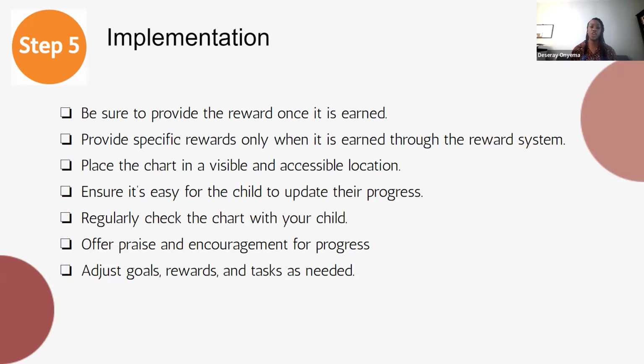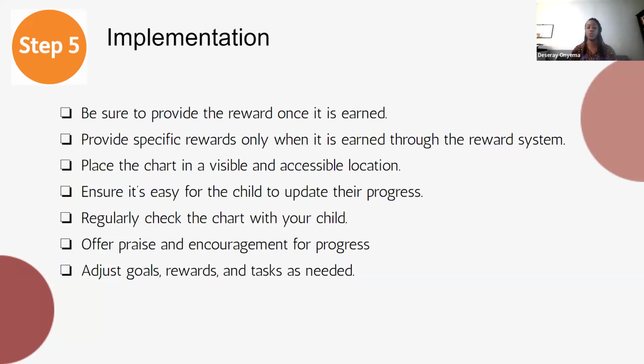You want to place the chart in a visible and accessible location. So whether it's in your child's room, in the kitchen, in the living room, you want it to be in a place where they can easily see it, look at it, remind themselves what they're working for. You want to ensure it's easy for the child to update their progress, meaning if you're using stickers, I would have the child put the sticker on the chart. So they feel, again, part of the reward system. We want it to be easy for them to access and understand their progress.